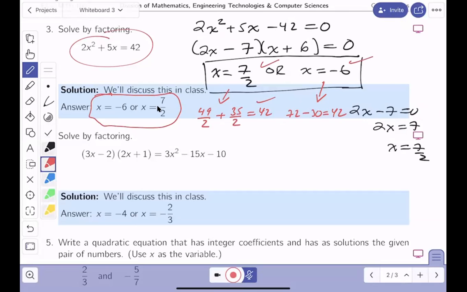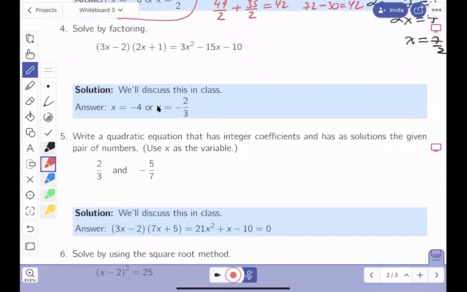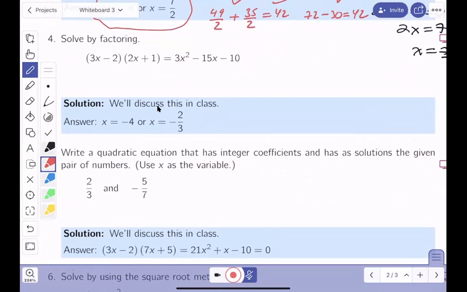What are we using? The zero product rule? They're just simply calling it factoring now. All right, let's do number 4, a little more difficult. And I'm going to pull this one aside.